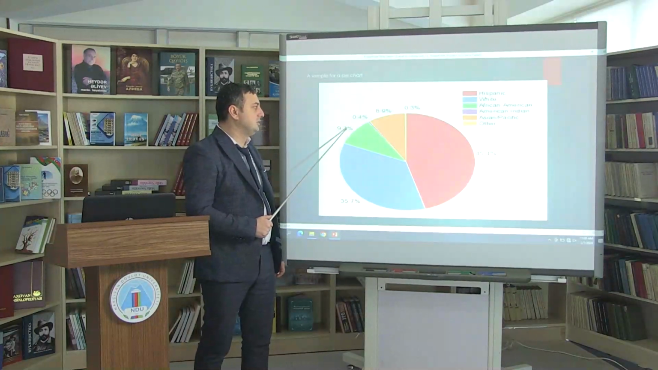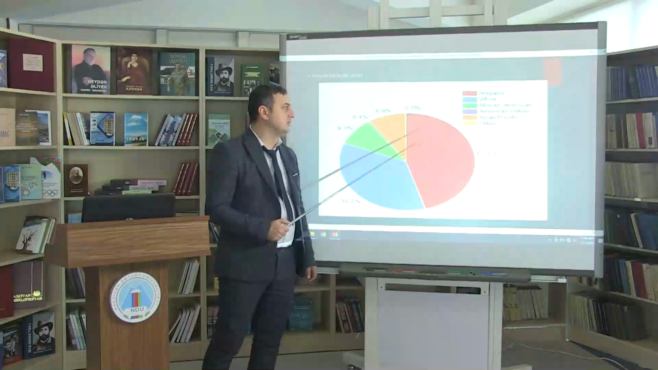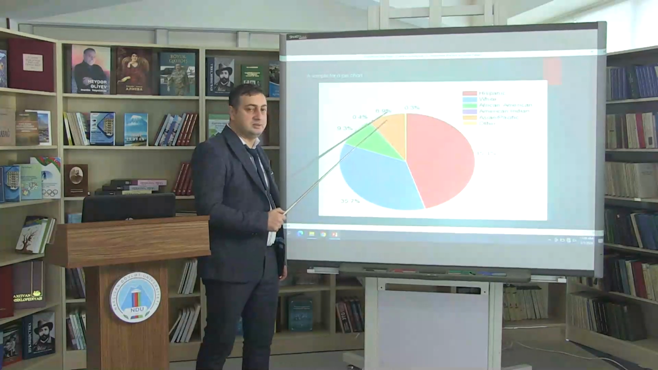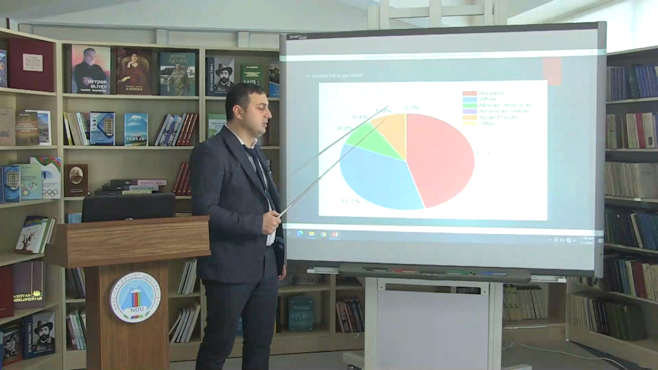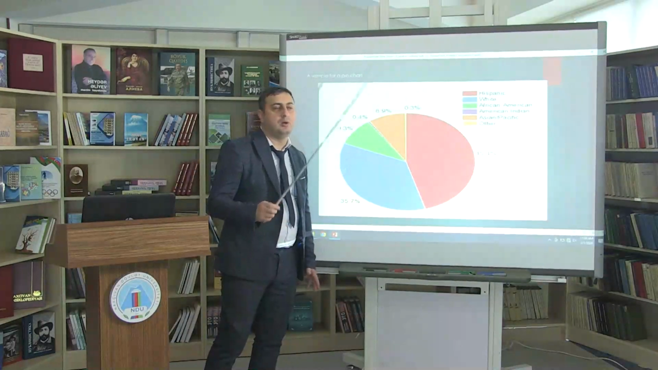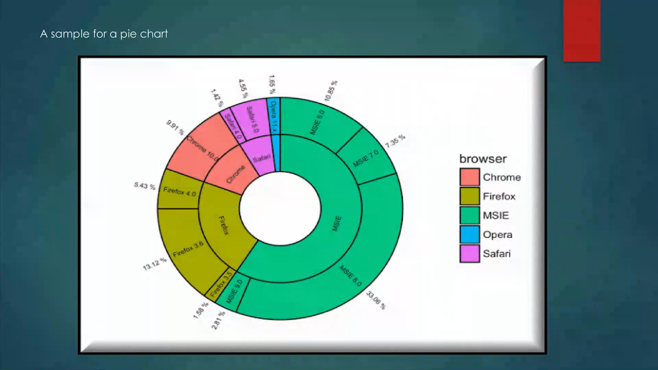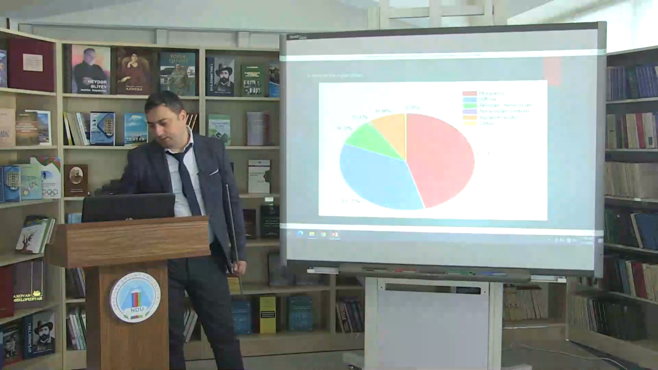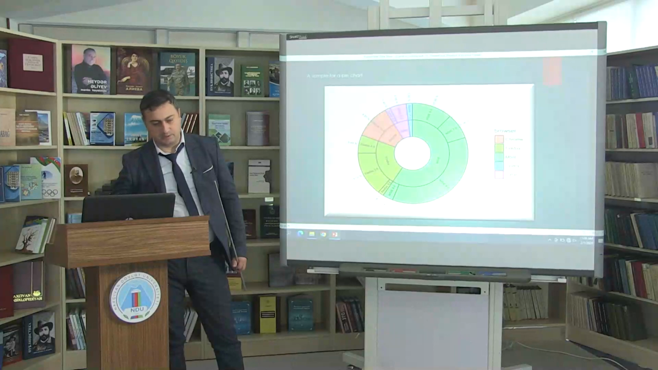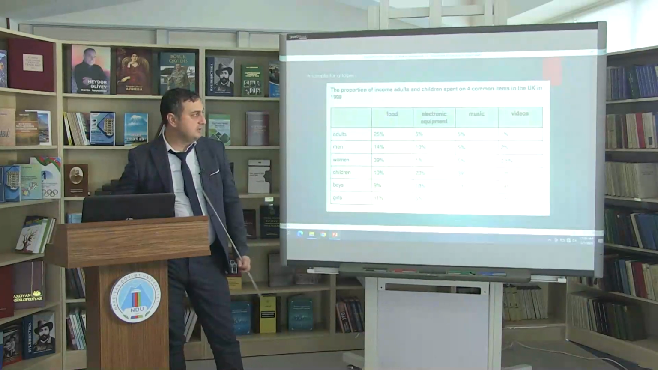We shall use some words to describe percentages or figures, like constitute, make up, comprise, or is, to be, or other words to describe the figures, numbers or percentages. Another pie chart is like this.